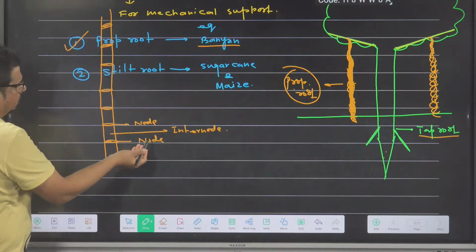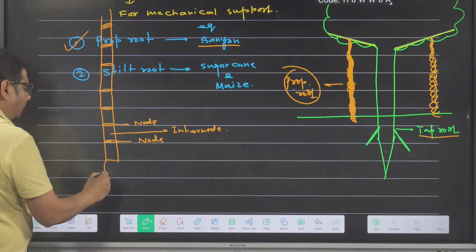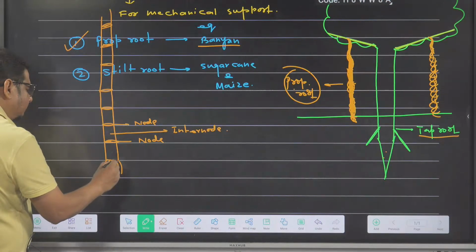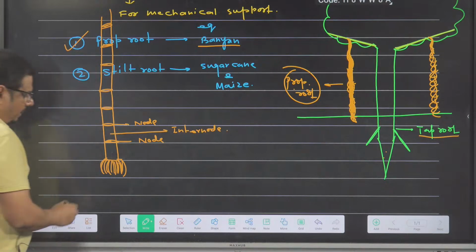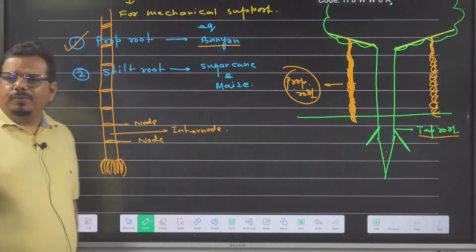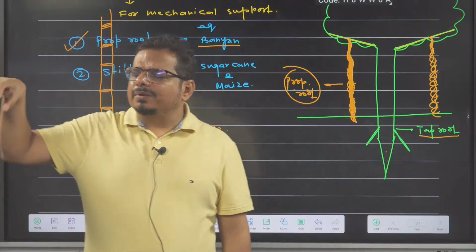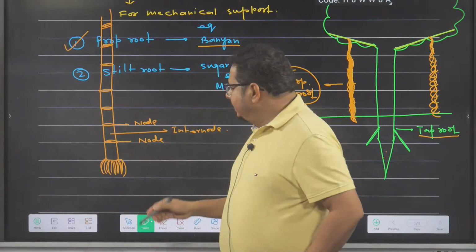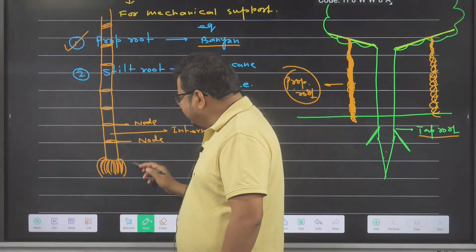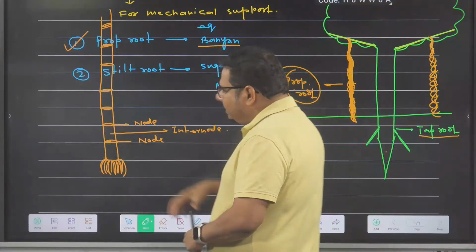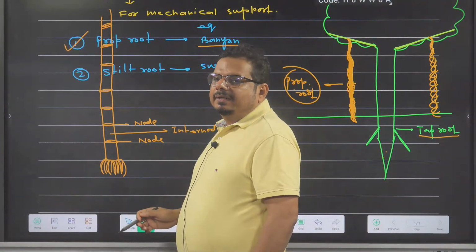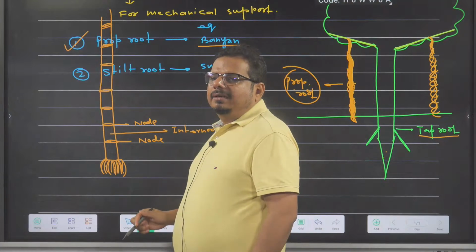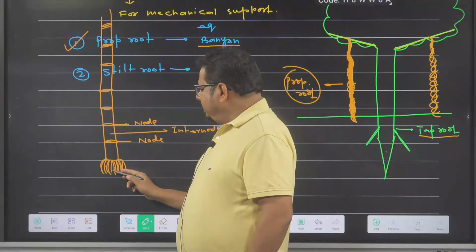And because this sugarcane or maize is a monocot plant, fibrous root is present here. But the problem with this fibrous root is what? These fibrous roots are present in the superficial layer of soil. And they are not covering a lot of surface area. So they are holding a very small amount of soil. This is the problem of this fibrous root. They are holding a small amount of soil. So it is not very stable.